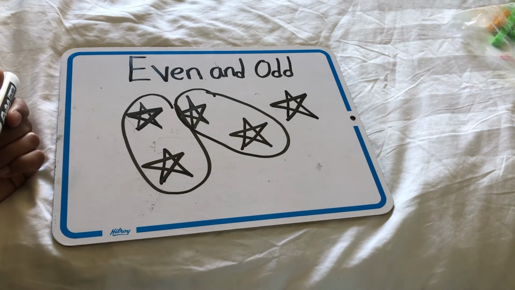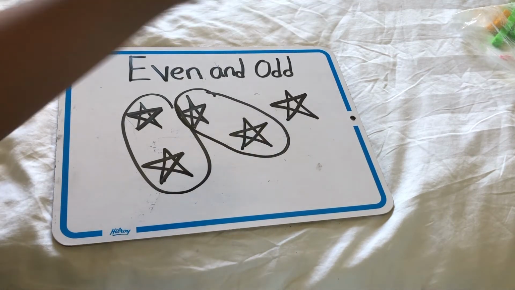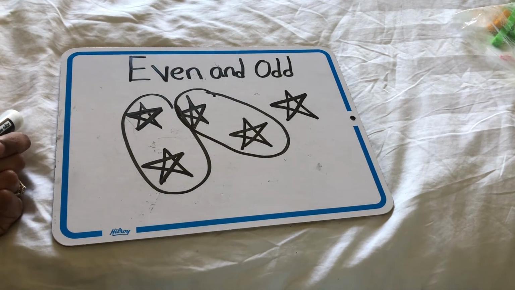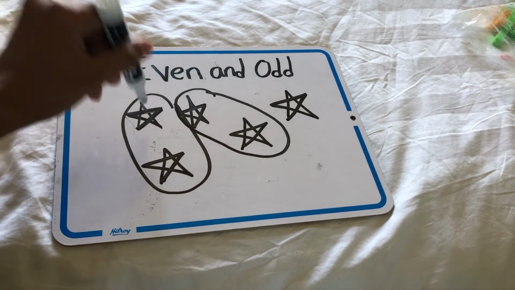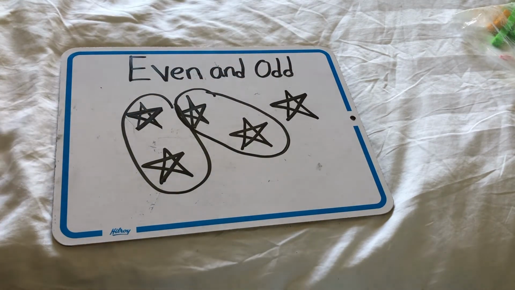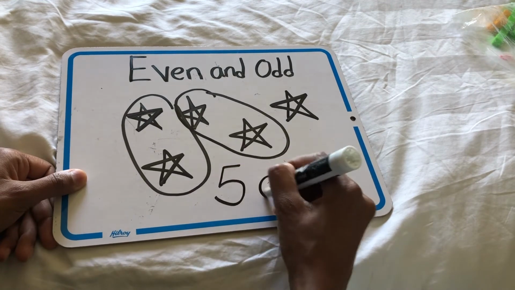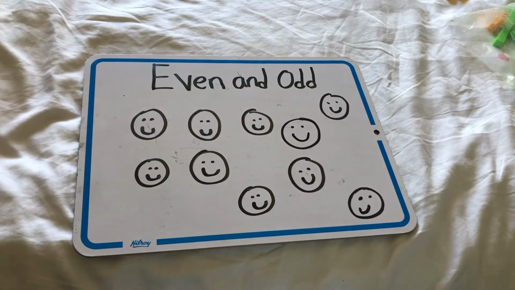When we have a number where we can't pair everything up together, that's going to be an odd number. So over here, there's nothing left for me to pair this star with. So let's count how many stars this was. 1, 2, 3, 4, 5. Now I know that the number 5 is an odd number.